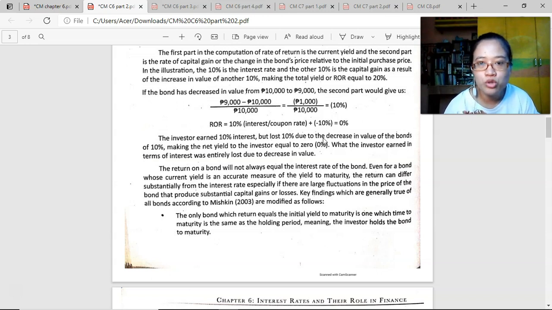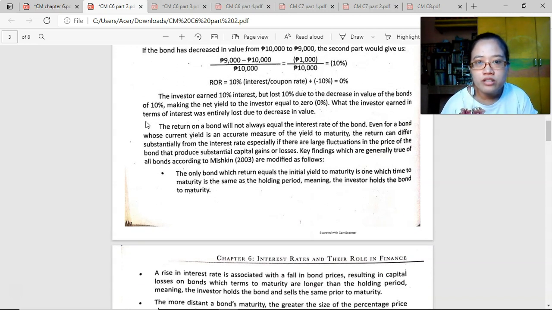Pero you have to note na itong negative 10%, hanggat hindi niya binebenta yung security, hindi pa niya to nare-realize, okay? Or hindi pa niya to nasa-suffer talaga. Hindi niya pa nasa-suffer yung loss, okay? Pero kung let's say inintay niya na tumaas ulit yung value ng bonds, maging 10,000 man lang ulit, edi 0 yung kanyang capital gain. So, ROR niya is yung sa interest na 10%. Okay? Or intayin niya na tumaas ulit, maging 11,000. So, yun. Rate of return niya is magiging 20%. Alright?